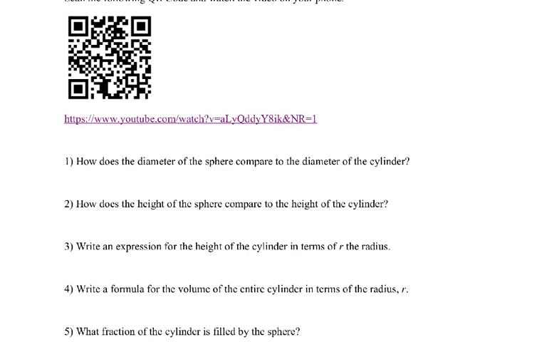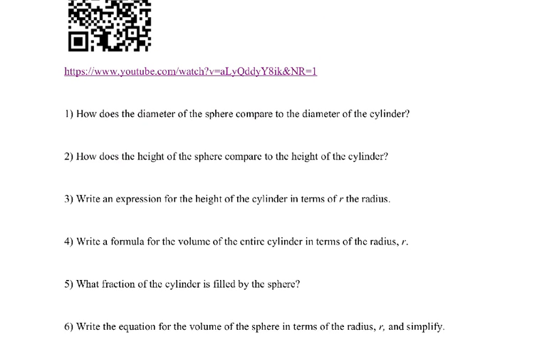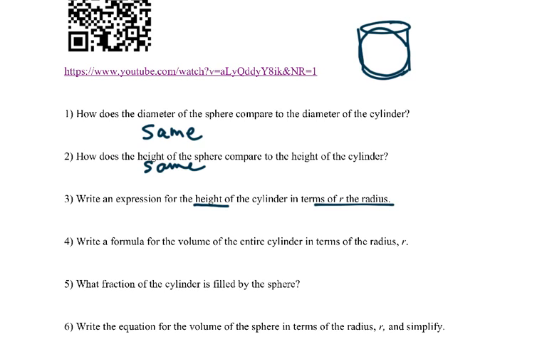Okay, so how does the diameter of the sphere compare to the diameter of the cylinder? So you had a cylinder, and then essentially the sphere fits inside the cylinder. So the diameters are the same. The height of the sphere equals the height of the cylinder. Okay, so they're the same, but the height now has to be written in terms of the radius. So the height is equal to, well, there's the radius, so 2 times the radius.